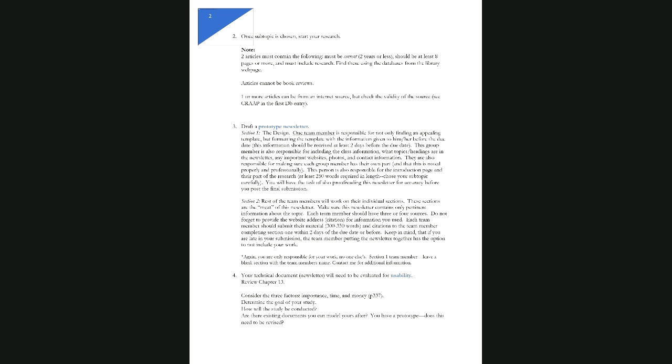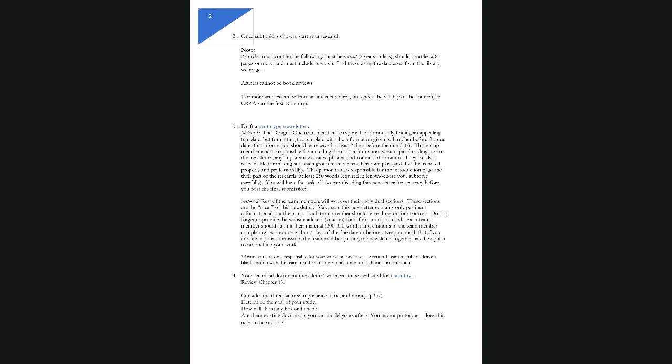All right, next page. Okay, so once your subtopic is chosen, it is yours. Start your research. Like I said, if you already have peer-reviewed journal articles from a class, you can use them if it fits in with your subtopic. If you need to change your subtopic within your group, by all means, make sure that you let them know because you have found a document that you want to use.